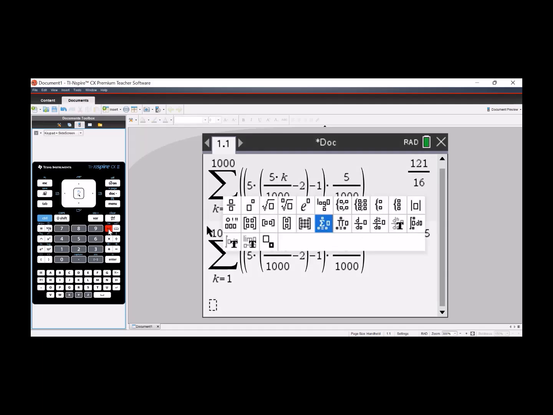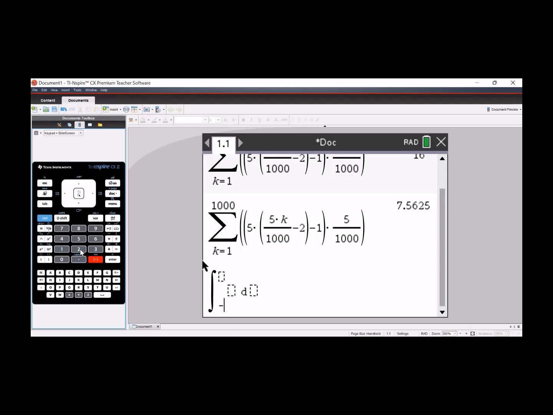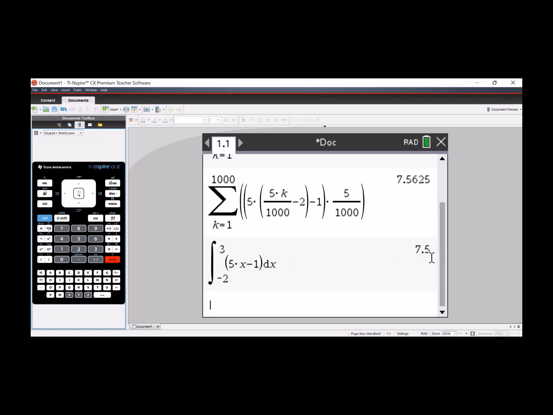So now we're going to go back to the template key. We're going to get our integral, and we said that this was the integral from negative 2 tab to 3 tab. Our function was 5x minus 1, tab over dx, and we press enter, and it's 7.5. Now notice our sum was 7.5625, but that's because we picked an arbitrary 1,000. If we actually let n head to infinity and took that limit, they would be equal.